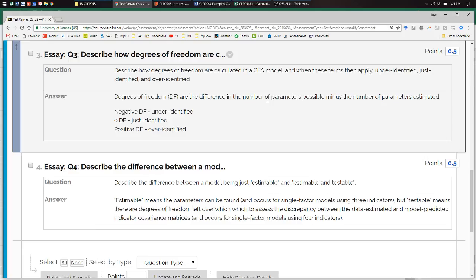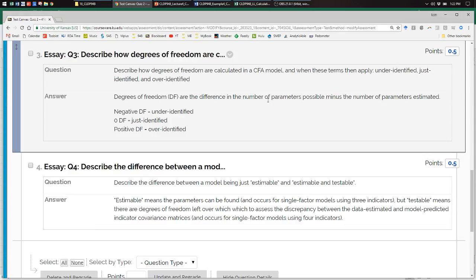So if you tried to estimate more parameters than you had pieces of data with which to estimate them, that's bad. That's under-identified. Not solvable, not testable. You will get an error message instead of answers when you try this. And the error message will say your model is not identified. That's what it will say.